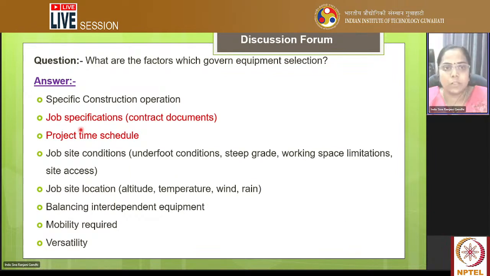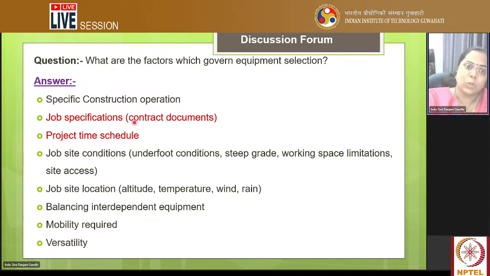And another question is a direct question. It was posted by one learner. What are the factors which govern the equipment selection? As I discussed in the beginning of this session, the important factor is your contract specifications. Whatever equipment you're selecting, it should meet the contract specifications. Nowadays in the contract specifications, everything is clearly mentioned. The technique, equipment, everything is almost mentioned. For example, concrete has to be placed by pumping method. That will be clearly mentioned. So accordingly, you have to make the selection of your equipment.